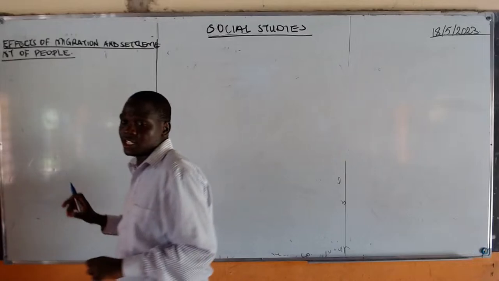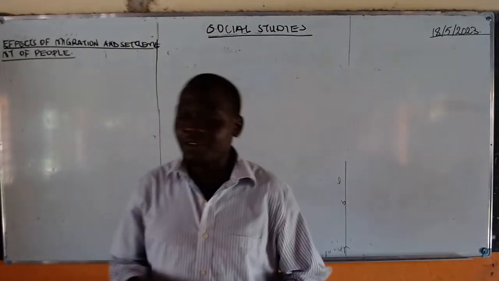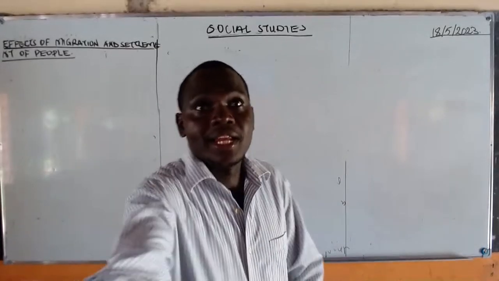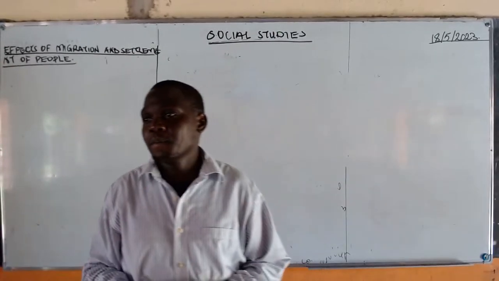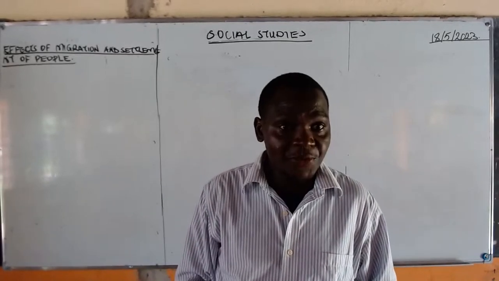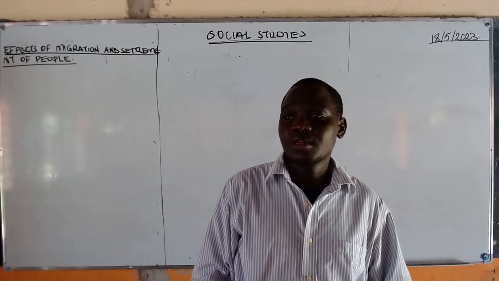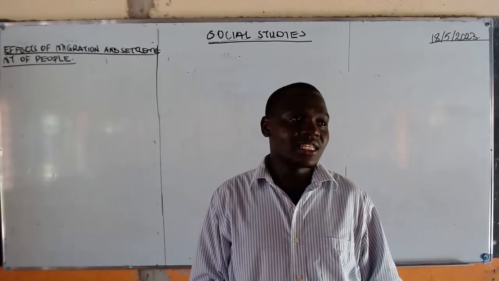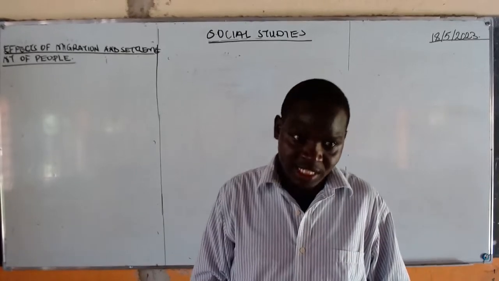Migration and settlement of communities in Eastern Africa. Are we together there? Now, listen. We say these were the effects. Number one is language and the culture. The bigger communities learned the culture and the language of the neighboring community.